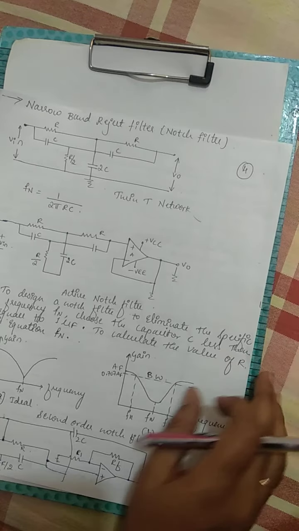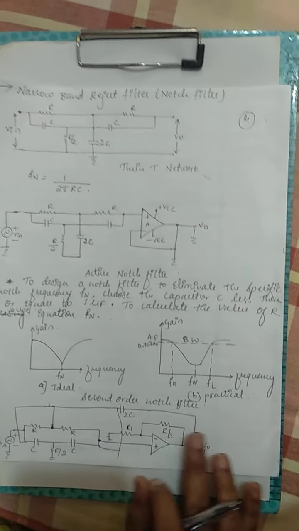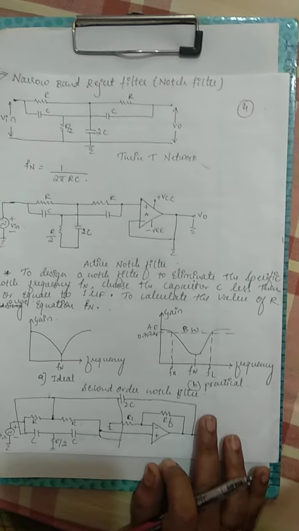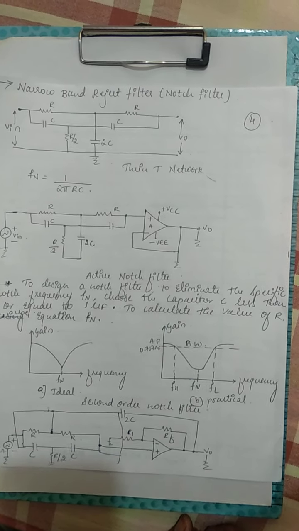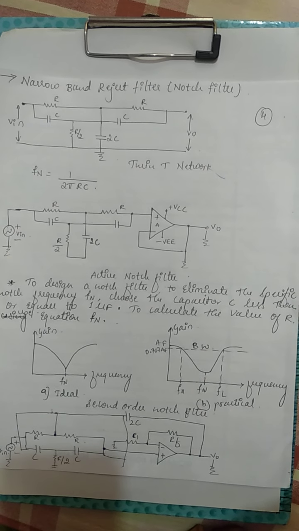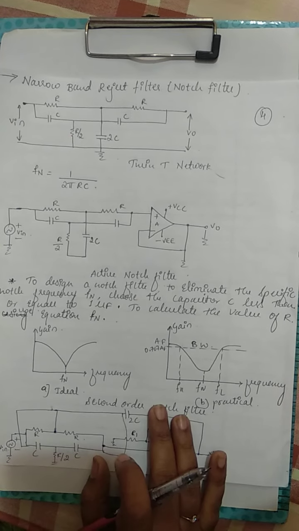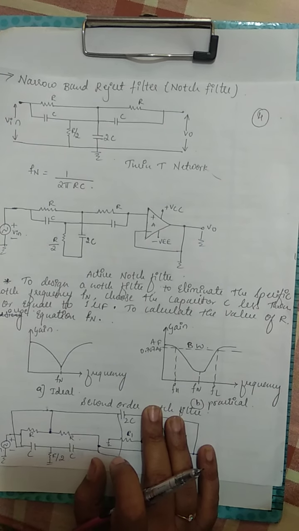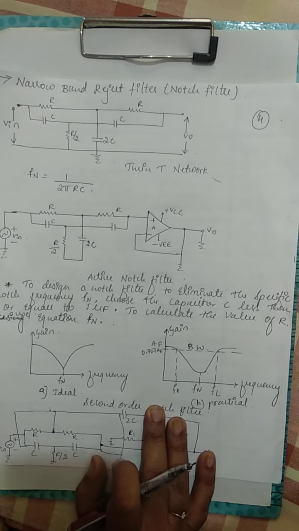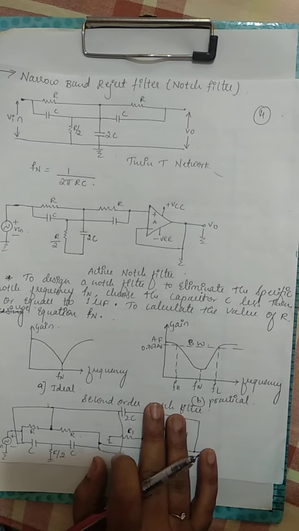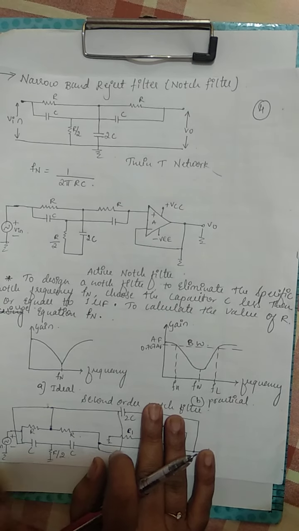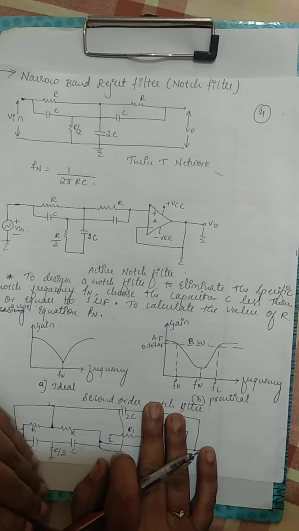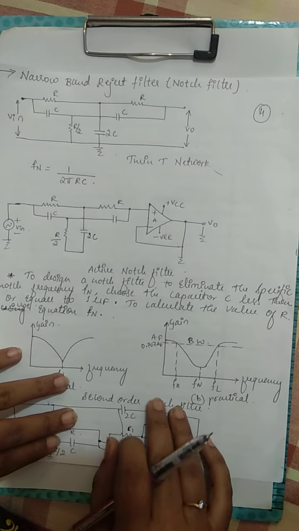Next comes the narrow band reject filter. This is also called a notch filter. So what is a notch filter? A notch filter is one where the frequency at which the maximum attenuation occurs is called the notching frequency. Maximum attenuation is nothing but maximum rejection. Where the maximum rejection takes place, it is called a notch filter.